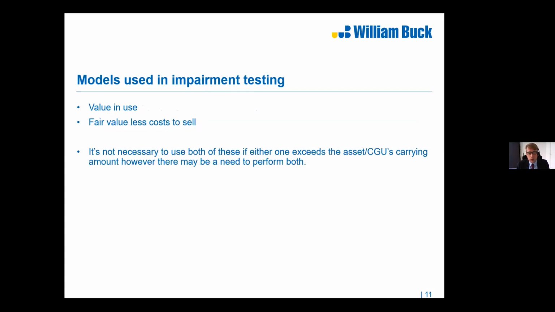There are 2 main value models that we use as part of our impairment testing. One is a value in use model, and one is a fair value less cost to sell model. It's not necessary to use both of these methods. If one of them gives you a result whereby there's no impairment, in that your recoverable amount exceeds your carrying value, then there's no need to prepare the other. So you might be in a situation where your value in use is generating positive cash flows and headroom in your impairment model, and the fair value less cost to sell model is generating an impairment. Under the standard, as long as you've got headroom in one model, then you're okay. So we will go through both of these models now.